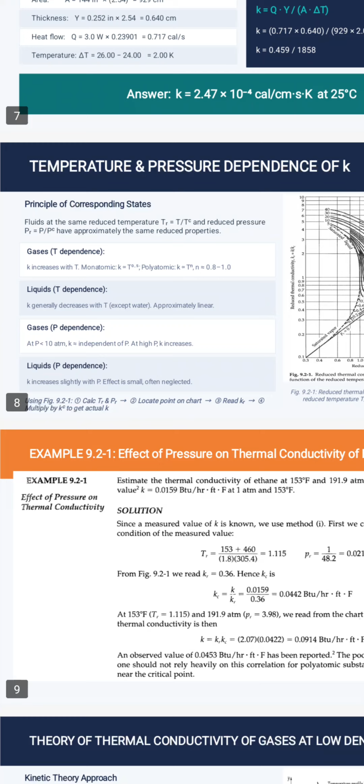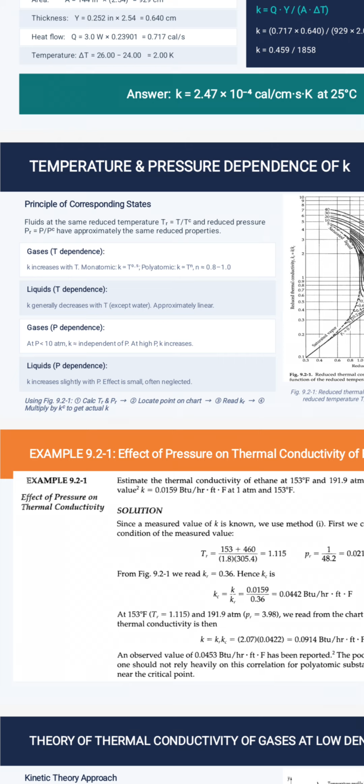So for gases, how is the variation with temperature? K increases with temperature. For monoatomic gases, K is directly proportional to T to the power 0.5, and for polyatomic gases, K is directly proportional to T to the power n, where n varies from 0.8 to 1. For liquids, K generally decreases with temperature approximately linearly.